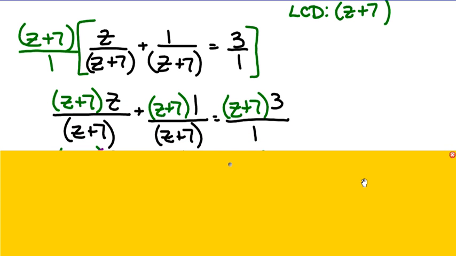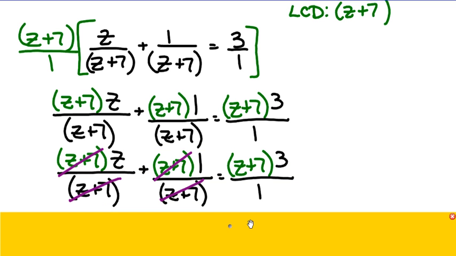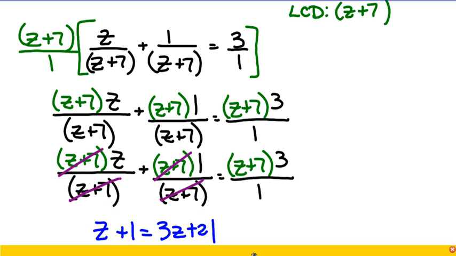Again, we're looking to simplify, right? So we're undoing, dividing out common factors. The Z plus 7s will divide out here with a 1, so we'd be left with Z. Z plus 7s will divide out here, so we'd have a 1. And then we'd have Z plus 7 times 3, which would be 3Z plus 21. Again, we're left with a linear equation that we need to solve.